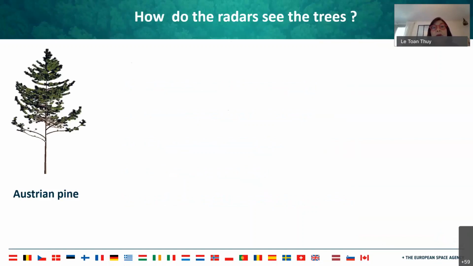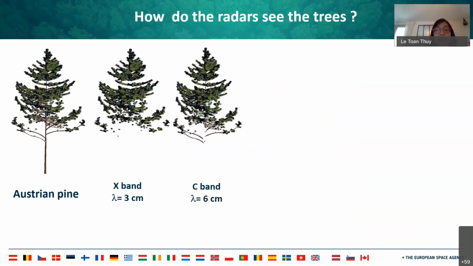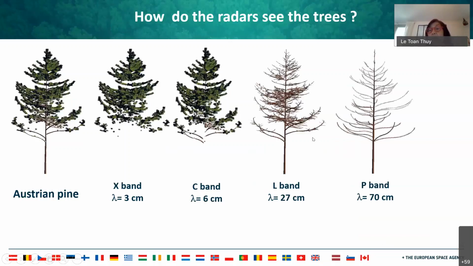Okay, how does the radar see the trees? Here I have an Austrian pine in the south of France. At X-band, with 3 centimeters wavelength, I see the needles only. At C-band I see the needles, small branches, and small twigs, etc. At L-band, you start to not see the needles much, but you see the branches and the twigs. And at P-band, you see bigger branches, you don't see the small needles.